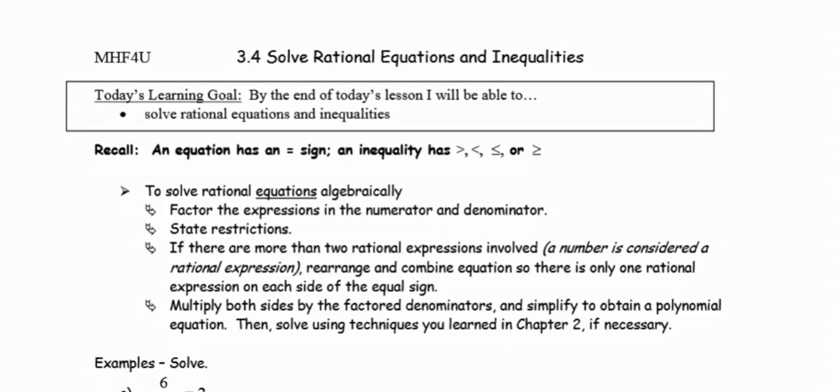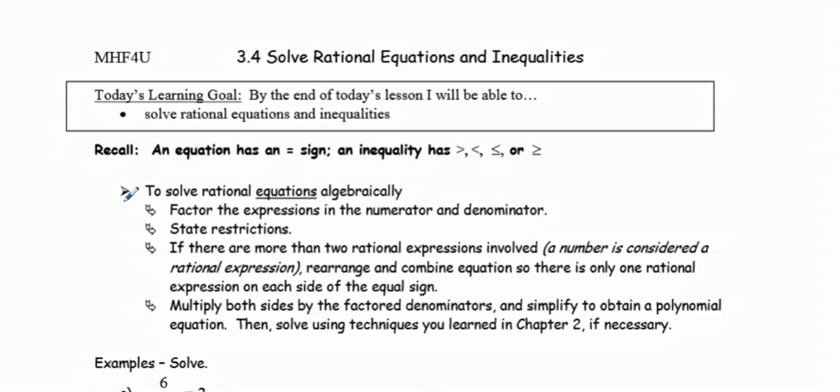But there is a very big difference between solving a rational equation and solving a rational inequality, just like there was for polynomial equations and inequalities. So of course you know that an equation has an equal sign, and you know that an inequality has one of these signs instead of an equal sign. Okay, so let's look at this list of to-dos here.